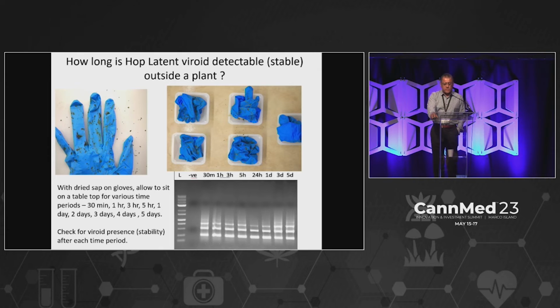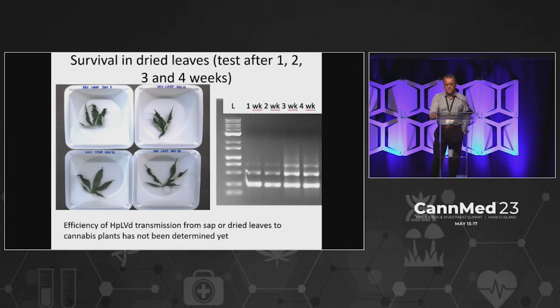How well does this viroid survive? Unfortunately, again, it is quite a bit like COVID. This is a slide that indicates it survives on gloves. In this case, it survives on gloves for up to 5 days when the gloves are left at room temperature. It survives in leaves, in this case for up to 4 weeks, leaves that are left in the greenhouse on the floor.